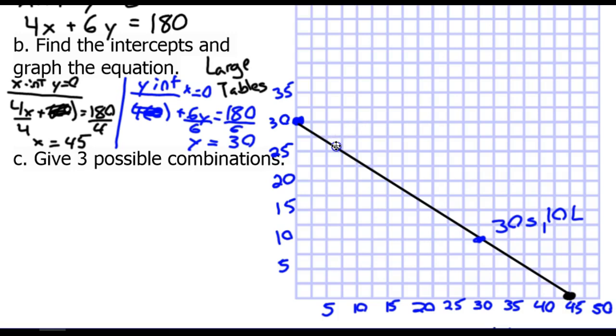Let's find another point. Here's one. We have 15 small tables and 20 large tables. That looks to be about it. Remember, this one is 0 small tables and 30 large tables. And this one is 45 small and 0 large. Okay, good luck on your test tomorrow.